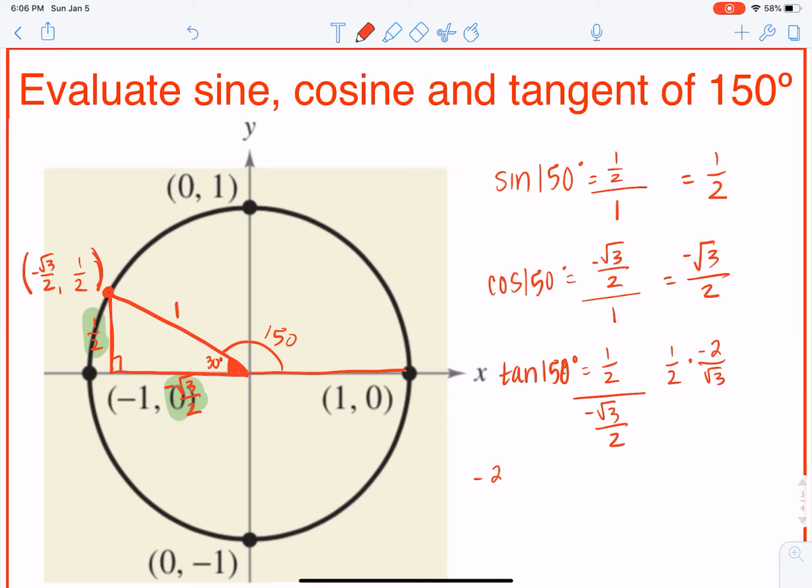I'll end up with negative 2 over 2 square roots of 3. My 2's will simplify out, negative 1 over the square root of 3, and we can rationalize this denominator by multiplying both sides by the square root of 3. So negative square root of 3 over 3 will be the value of tangent at 150 degrees.